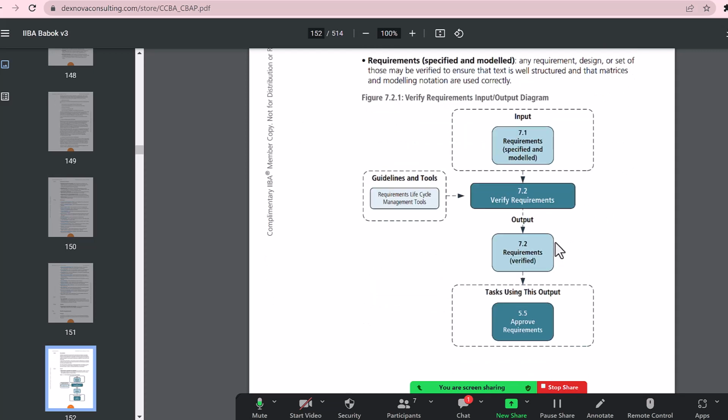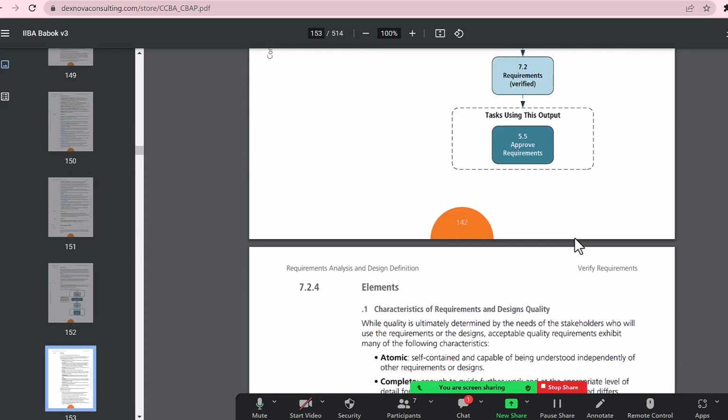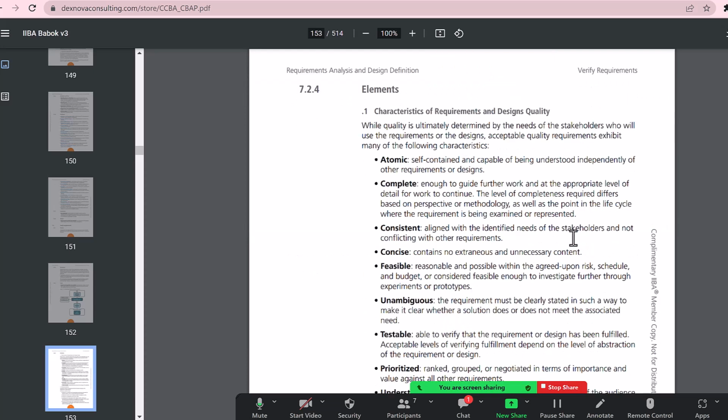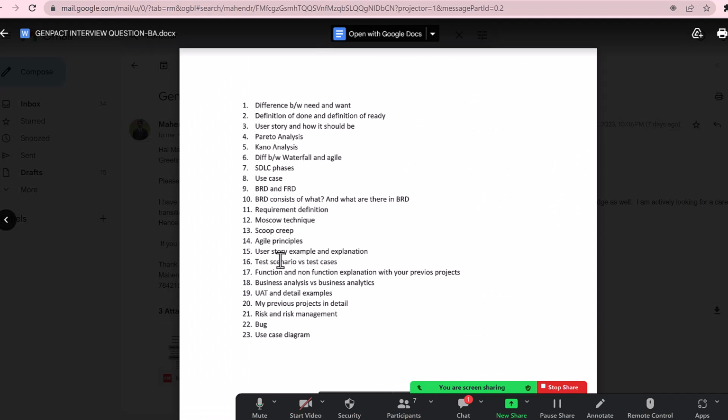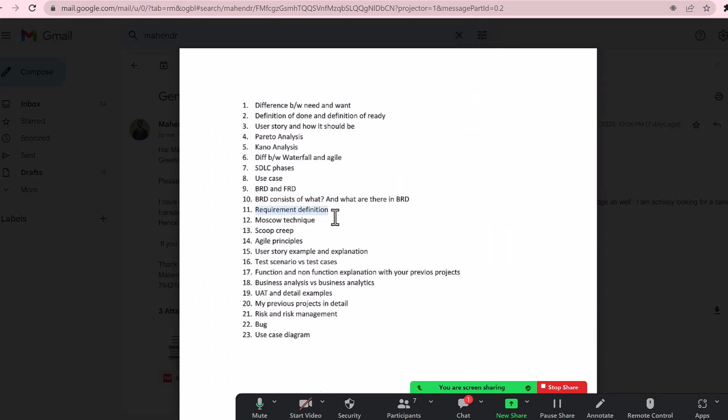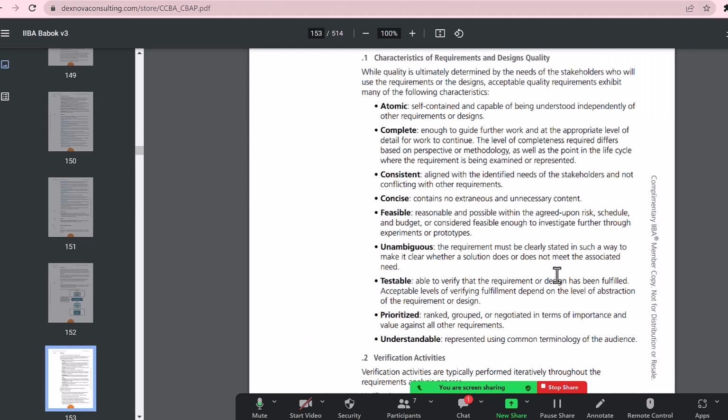So now what are we going to do? How are we going to verify the requirements? When we verify the requirements, this is a very, very important interview question. How should that requirement be, what's the quality of a requirement? In that interview question, they may be asking for a requirement definition. Can you give me a definition of a requirement? This is one of the interview questions. So if they say, can you tell me what the characteristics of a requirement are, how a quality requirement should be, you can say all this.